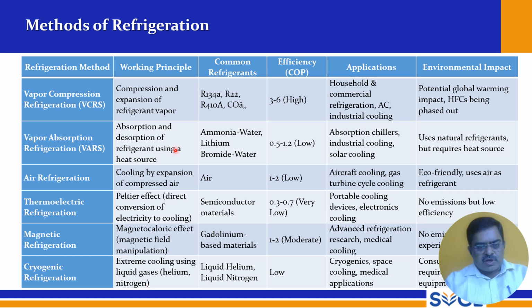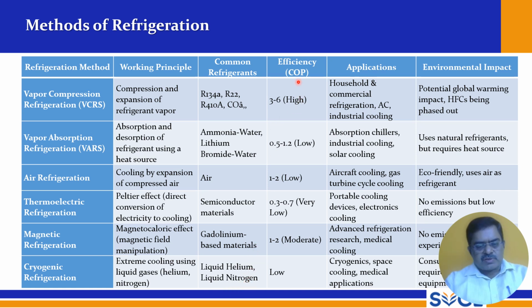These are used. Common refrigerants are given here, and these are designated with R. Nomenclature also we are going to see in this unit. What is R, everything we are going to discuss there. Whereas ammonia water and lithium bromide water are used in absorption, and air is used in air refrigeration. Semiconductor materials are used in thermoelectric refrigeration. Gadolinium based materials are used in magnetic refrigeration. Liquid helium and liquid nitrogen are used here.